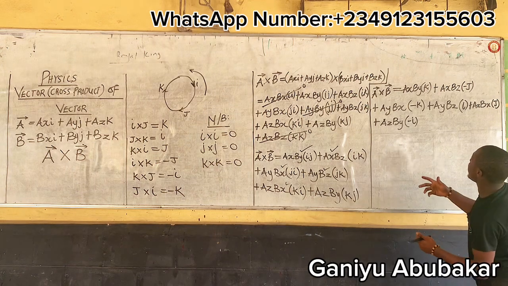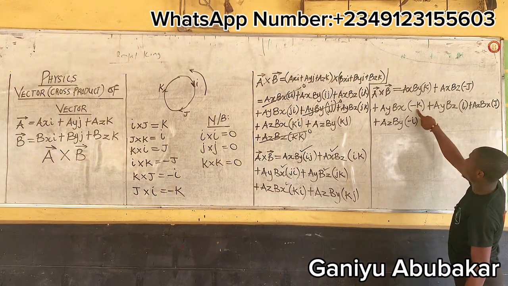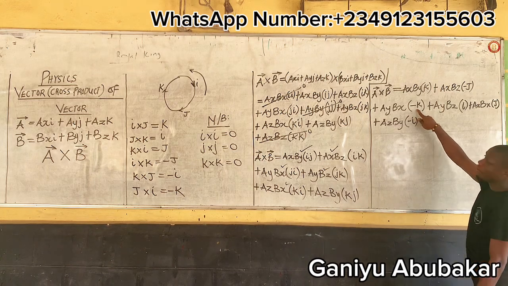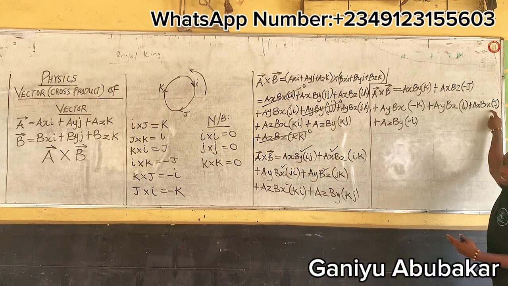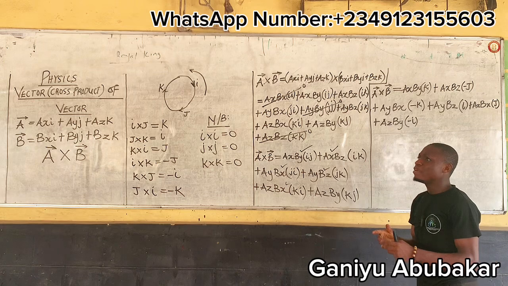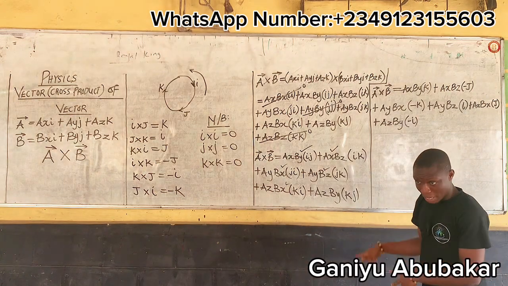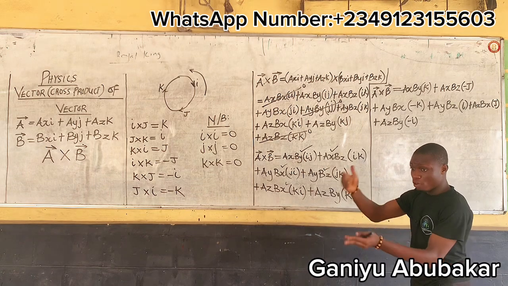So the tactic is that I will try to collect like terms here. I can see J, I can see K, and I can see K. So they're family. I can see J, I can see J here. Family. I can see I. Family. So I'll rather start by collecting like terms. In this case, I'll start as I before K before J.